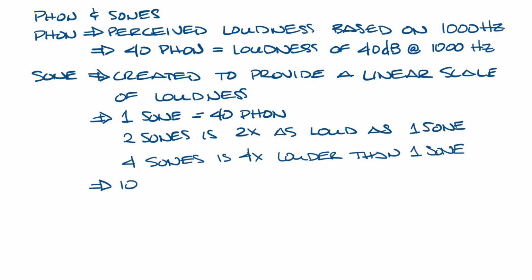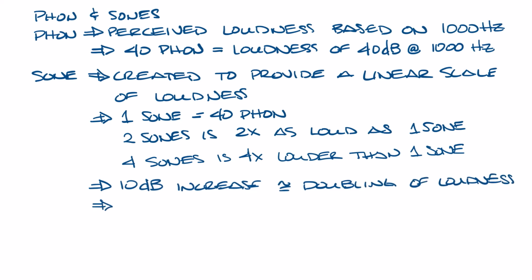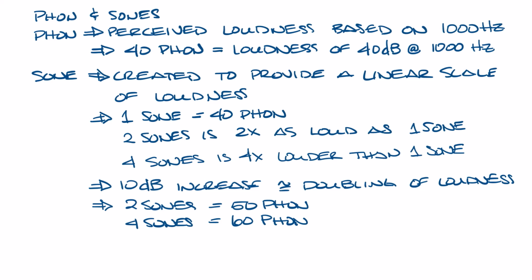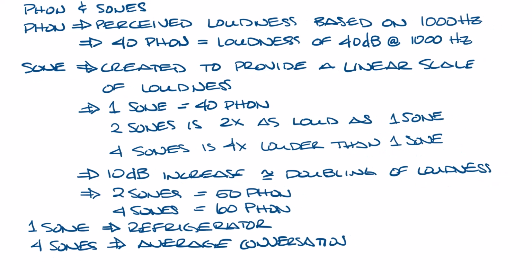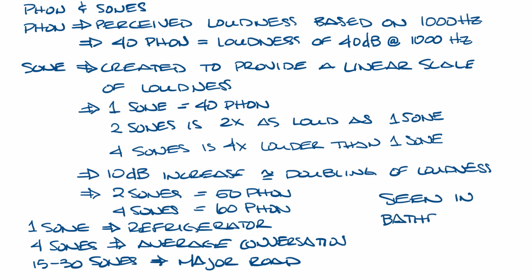It was found that a 10 dB increase in sound level corresponds approximately to a perceived doubling of loudness. So 2 zones is 50 phones, 40 plus 10. 4 zones is 60 phones. And for general reference, 1 zone is approximately the sound of a refrigerator, 4 zones is an average conversation, and 15 to 30 zones would be a major road. Bathroom exhaust fans are a good example of where you'll see zones used.